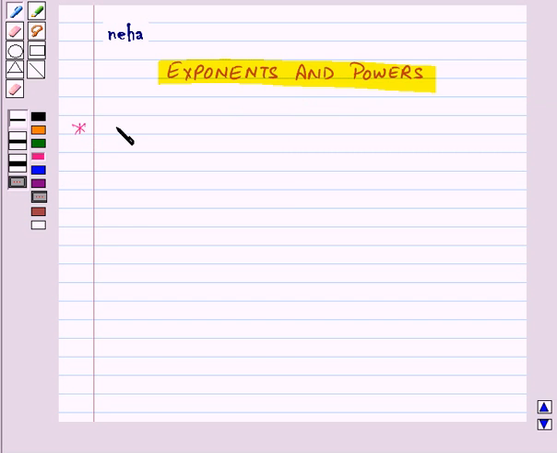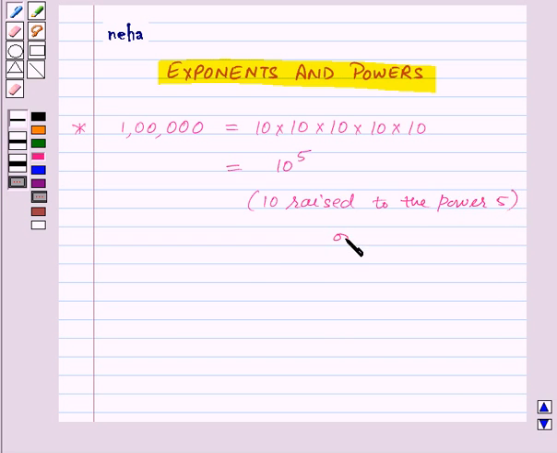First of all, let us start with a small number, say 1 lakh. Now, we can write this as 10 into 10 into 10 into 10 into 10. Here we have multiplied 10 by itself 5 times. So we can write it as 10 raised to the power 5. Or we can also read it as 5th power of 10.